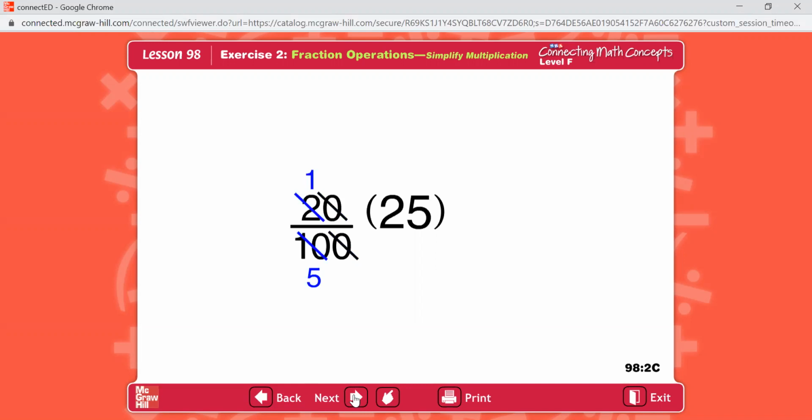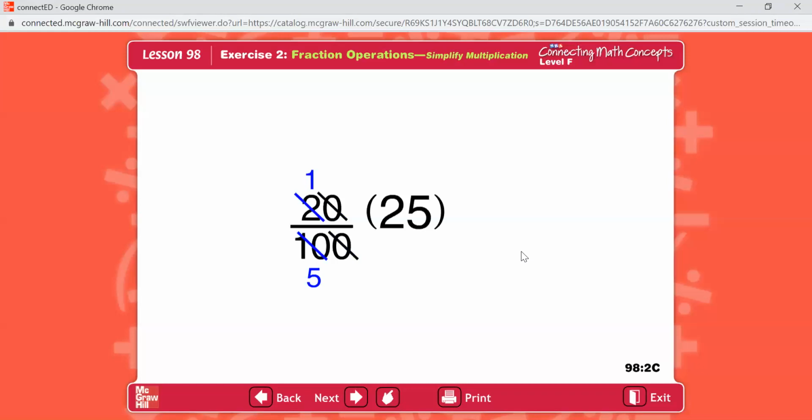Now we can simplify the fraction 25/5. So now we're basically multiplying straight across. So 1 times 25 is 25. 5 times 1, which would be the number underneath 25, is 5. So our new fraction is 25/5.